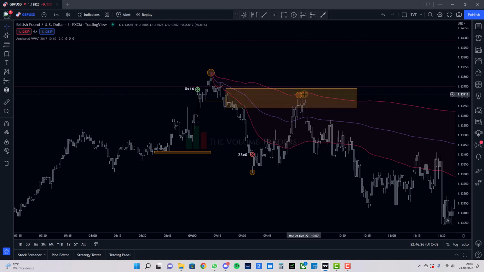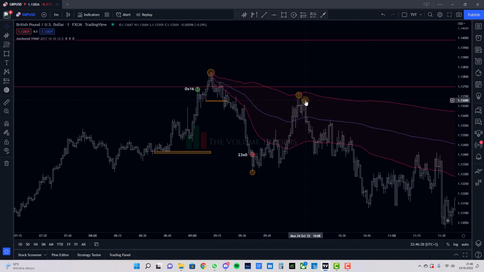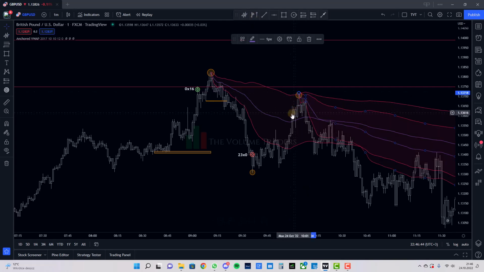So that would be my logic. So if price is breaking and going down, also breaking the structure like here, the demand was broken, so maybe here I should put the VWAP like here, yes, because he was taking the liquidity.